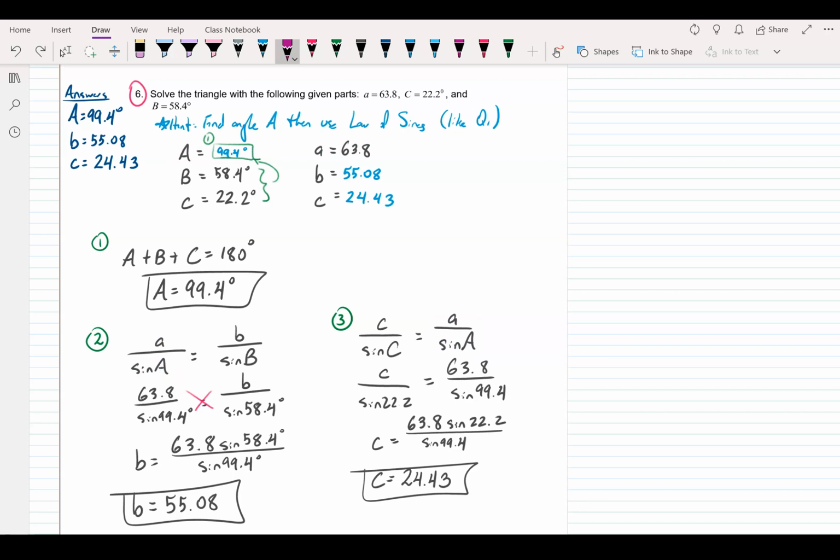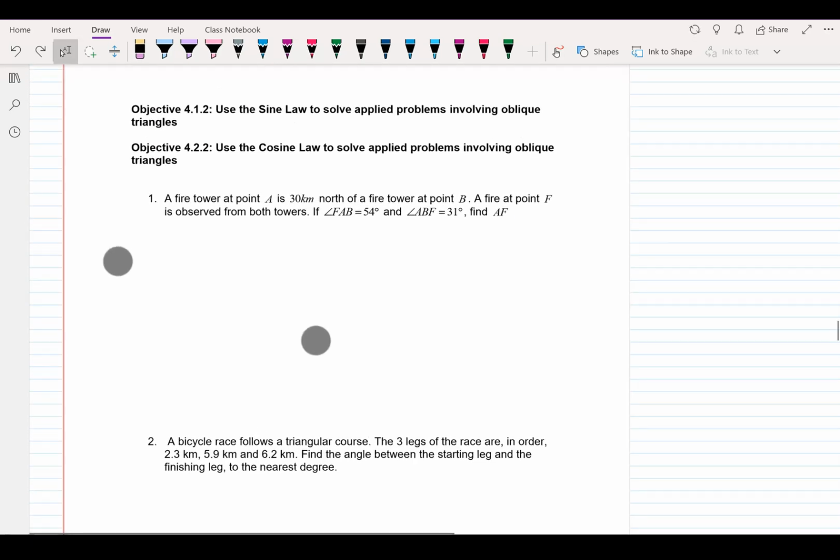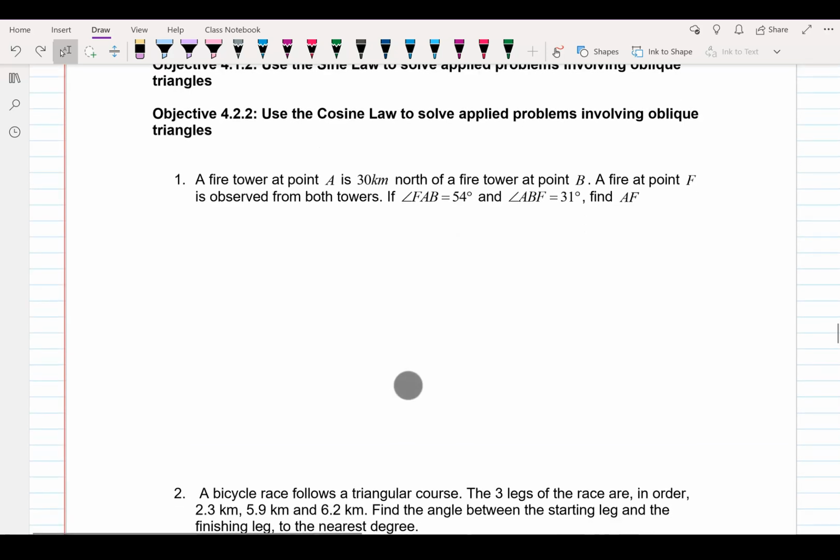All right, so that's it for this section of practice problems. Let's take a look and see what the next few problems are going to have for us. So use the sine law and the cosine law to solve applied problems. So in one way we can say that these are just our word problems again.